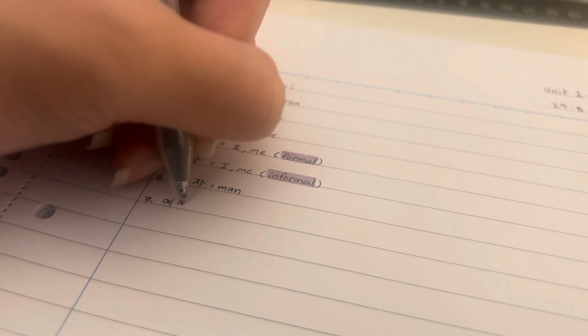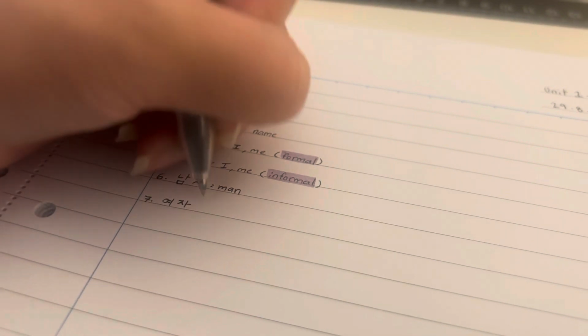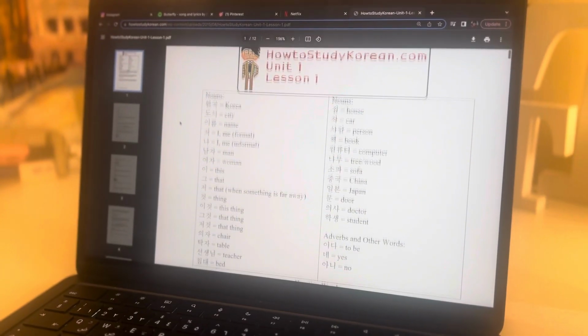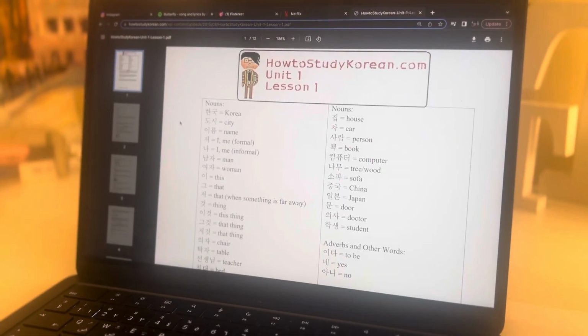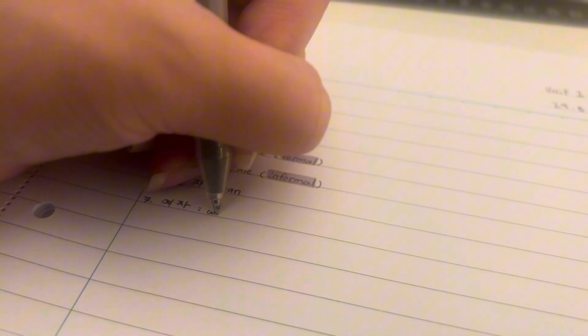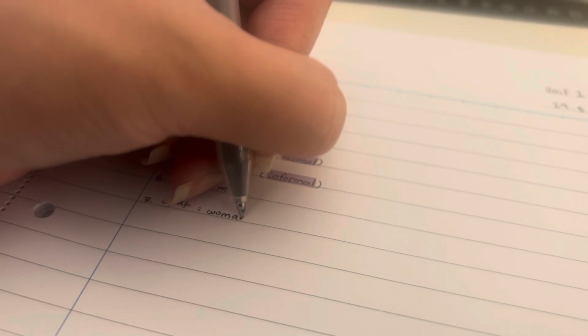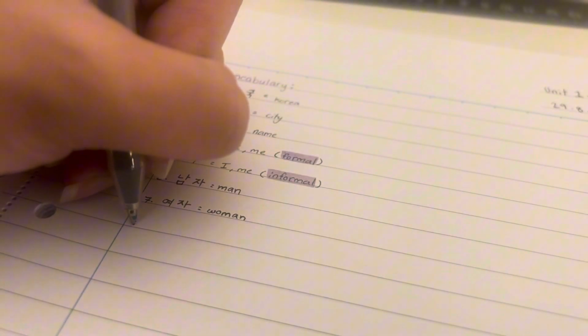So the way this website works is that at the beginning of every lesson, it's going to give you 30 to 50 vocabulary words to study. And as you can see here, I'm writing them down so I could memorize them before I could start with the actual lesson. The website also offers PDF versions of each lesson, which you can print out.